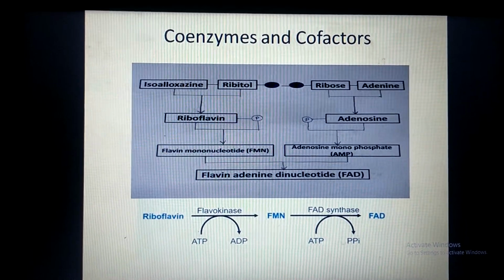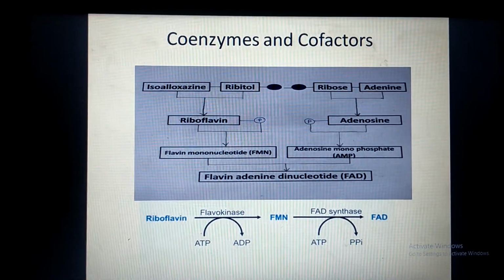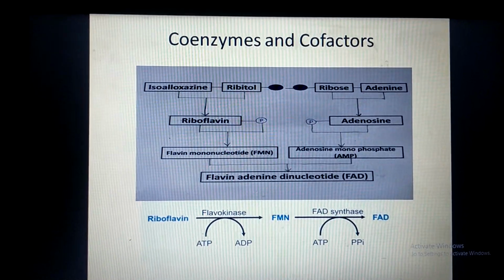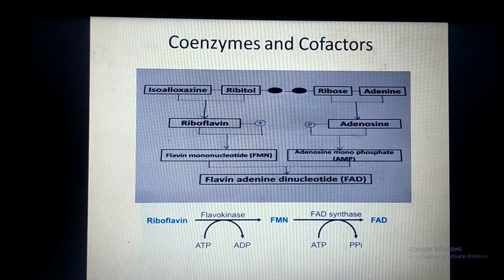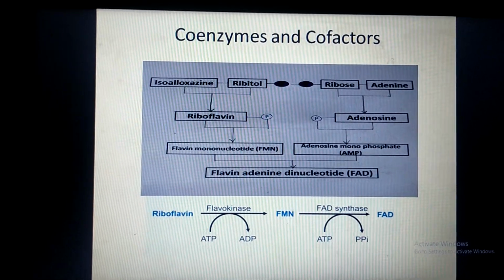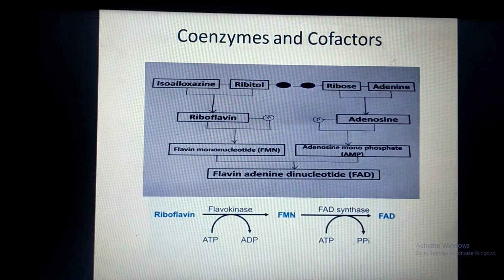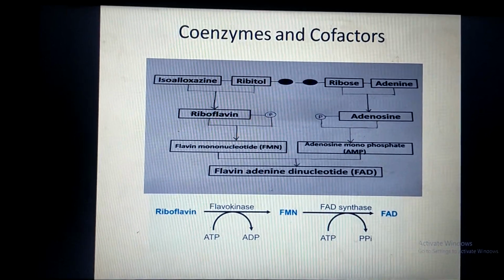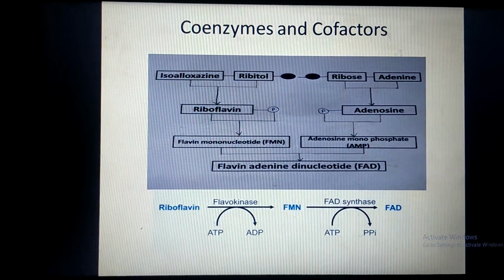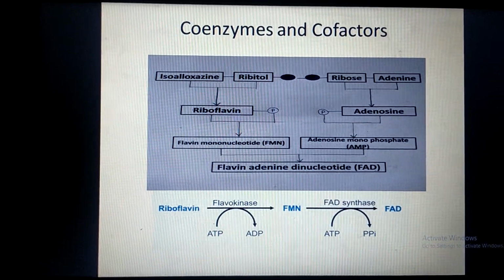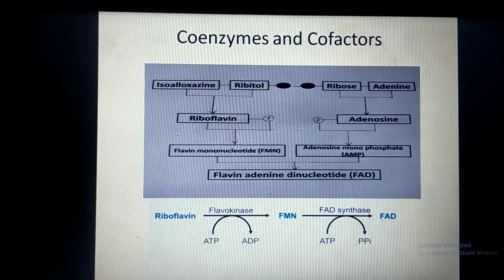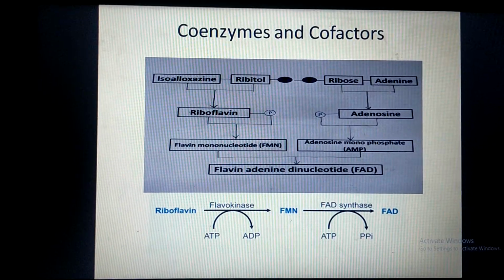Now an enzyme, FAD synthase, acts on FMN and ATP. It splits the ATP into AMP and two phosphate bonds. Two phosphate bonds are released into the medium, whereas the AMP of ATP is added to FMN to form FAD. So FMN plus AMP forms FAD in the presence of the enzyme FAD synthase.